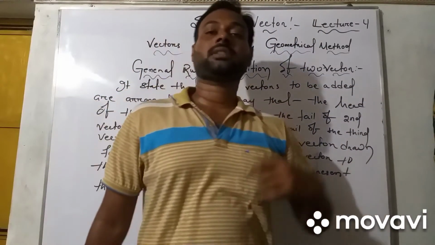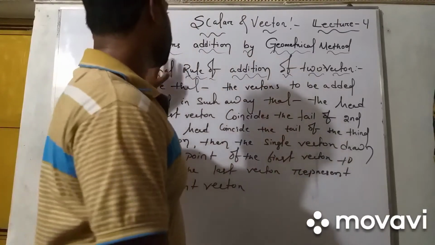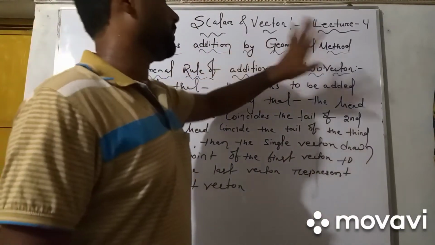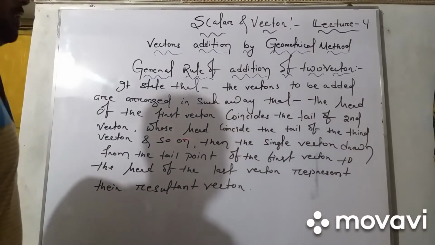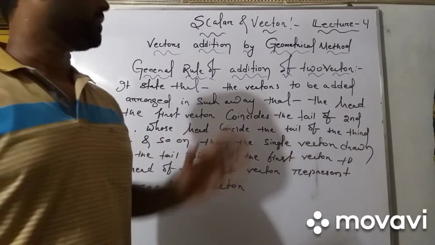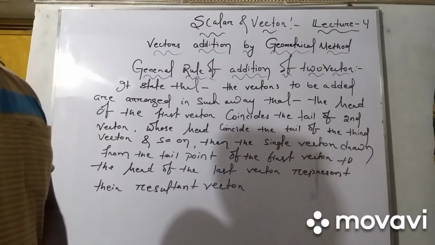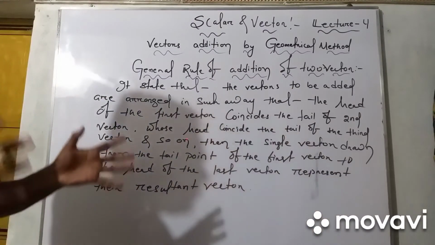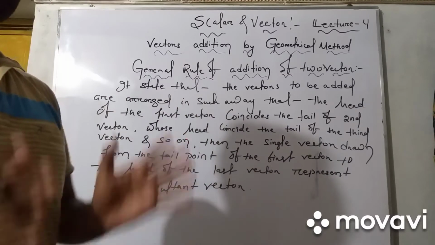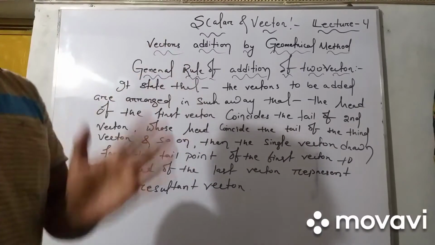Now I will start with my topic, known as vector addition by geometrical method, clear? Whenever we consider vector addition by geometrical method, we have to know some general points or general rules.